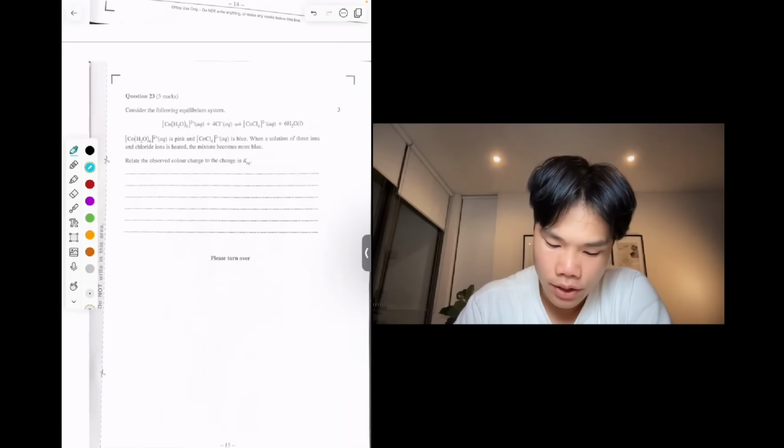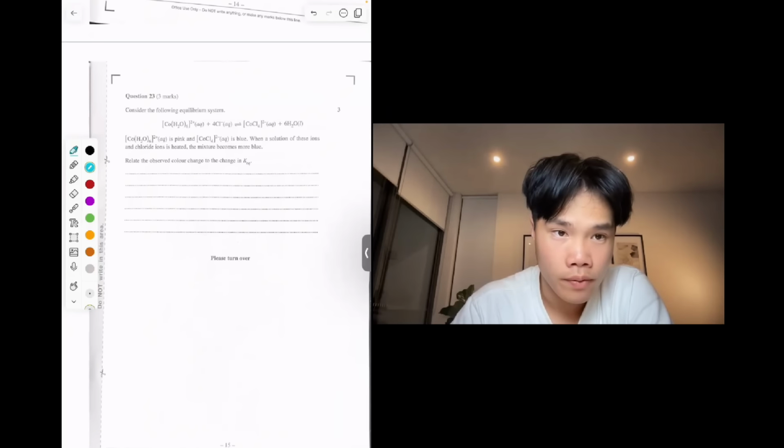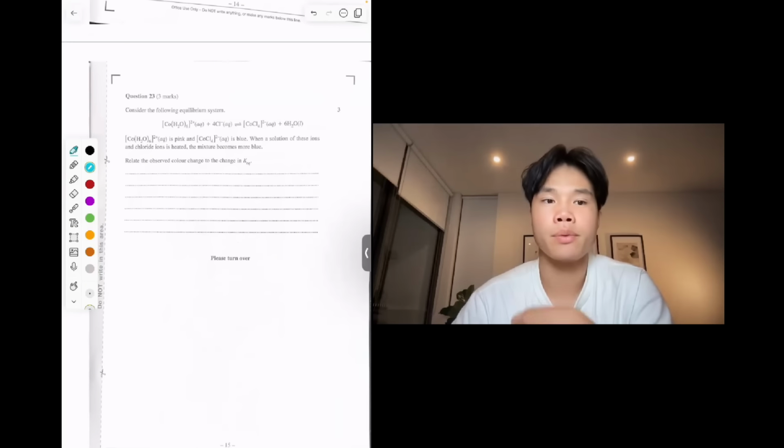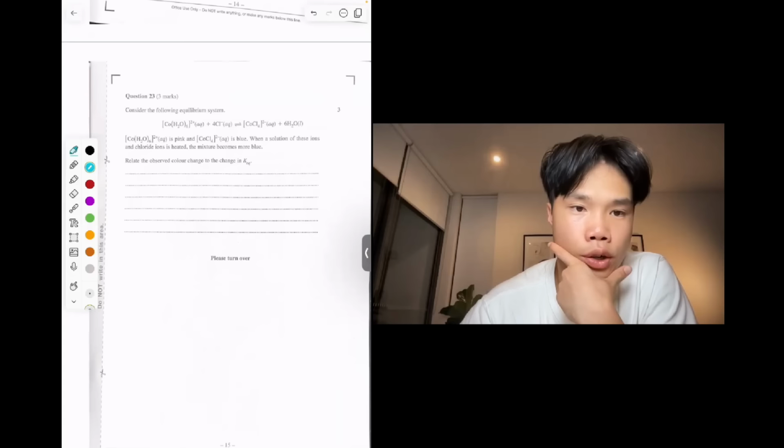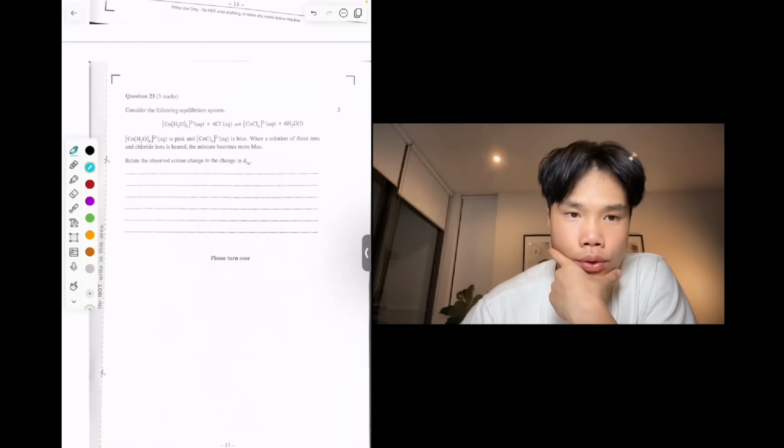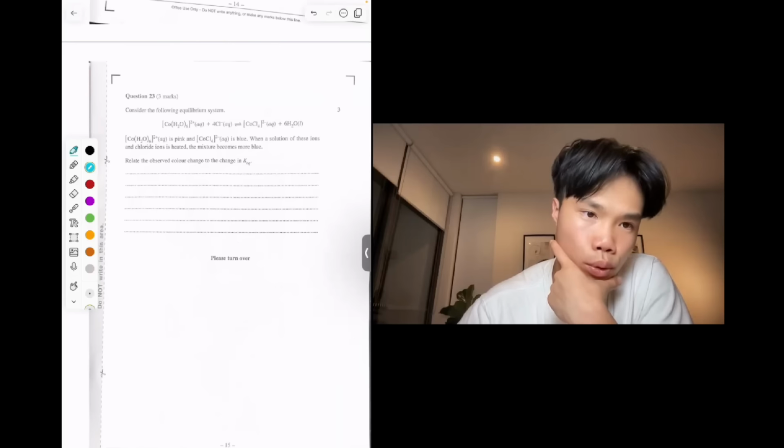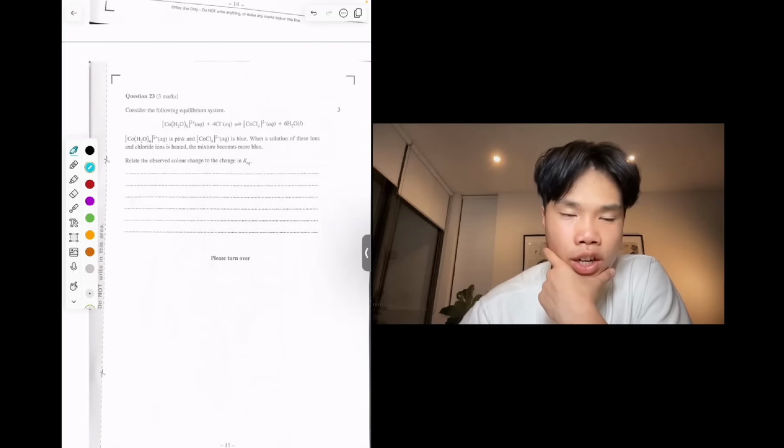Question 23. Consider the following equilibrium system. You have your cobalt chloride solution, which is your case study from the syllabus. You see that the cobalt hydrate is pink and CoCl4 2- is blue. When a solution of these ions and chloride ions is heated, the mixture becomes more blue. Relate the observed color change to the change in KEQ.